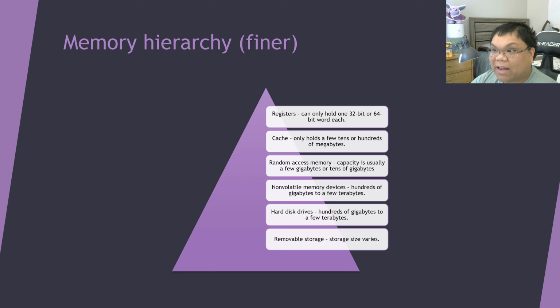Anyway, that is the memory hierarchy. So, in terms of how much these things can store, as I said, registers can only hold like one word each, 32 or 64 bits. Cache can only hold a few tens or hundreds of megabytes. Random access memory, main memory, is on the order of a few gigabytes or tens of gigabytes. Non-volatile memory is on the order of hundreds of gigabytes to a few terabytes, and so is hard disk drives. And removable storage, the size of that varies a lot.